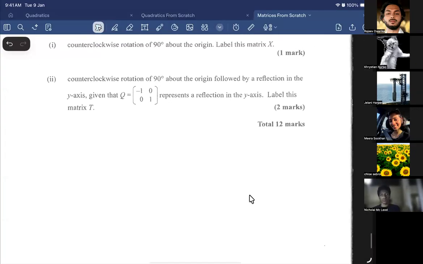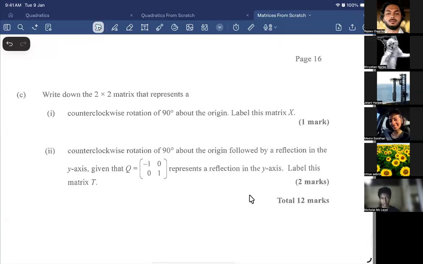All right. So, Chloe, give part two a read for me. Oh, wait, never mind, counterclockwise. Never mind, read part one for me. Part one: clockwise rotation of 90 degrees about the origin. Label matrix X. Yeah, I lose marks today, you know. I'm not seeing clockwise, I see counterclockwise. Seeing now, they're saying counterclockwise.